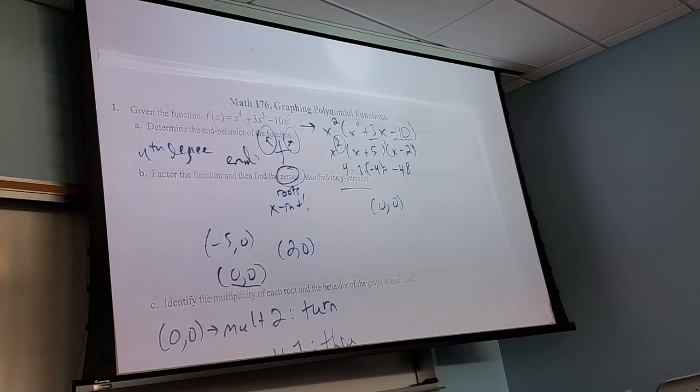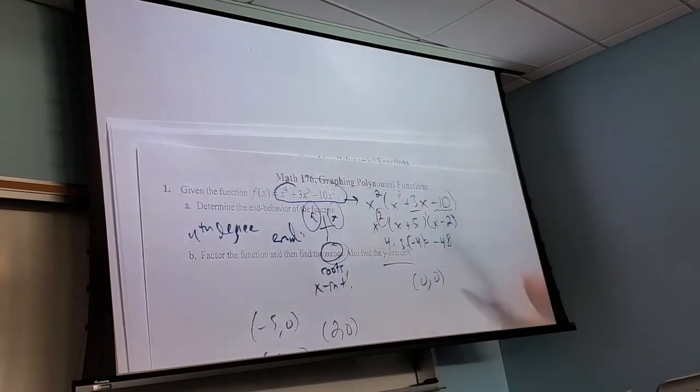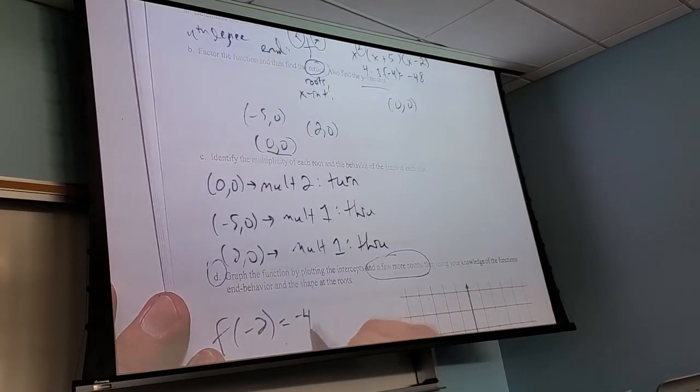-48. Are you guys right? I just plugged a -2 in. You can plug it into this one too, of course. They're both the same function, yes? So when I plug a -2 in, I get a -48. Oh wow.